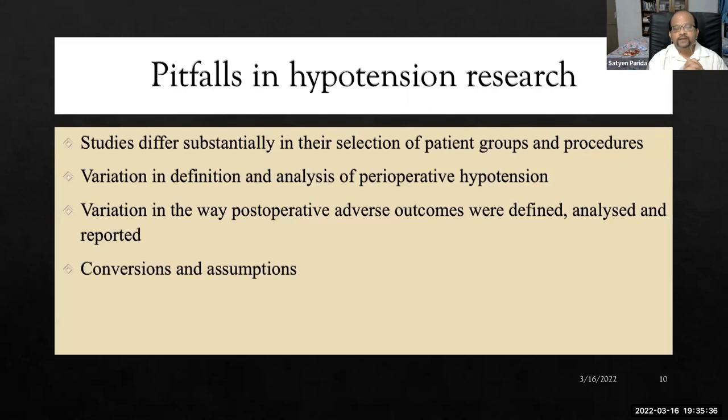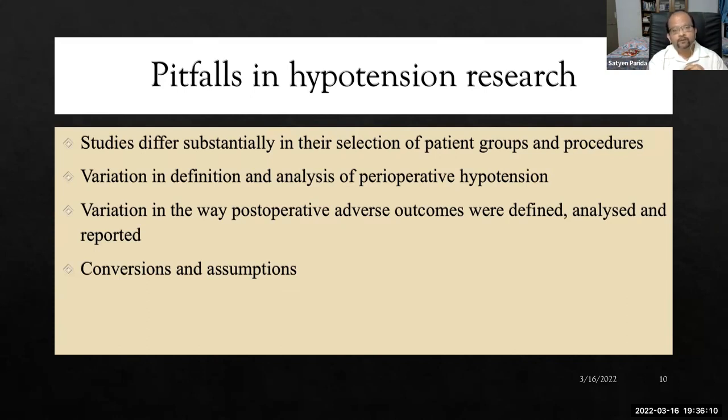So the problem with many of the systematic reviews, as with much of the evidence in perioperative hypotension research, is that most of them are plagued with a lot of heterogeneity. So there is a variation in the characteristics of the patients chosen. So the age groups of the patients chosen may vary. There are differences in the kind of procedures that have been selected. Some may be as wide as non-cardiac surgeries. Some may be as narrow as thoracic aortic aneurysms, or for that matter, gastric bypass surgery. So no homogeneity to that.